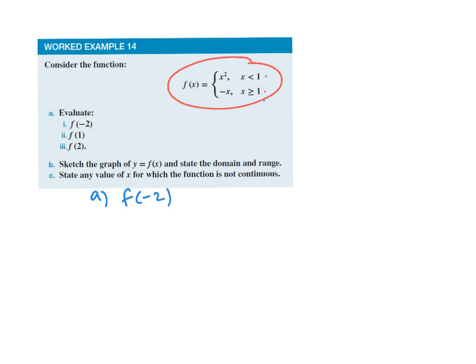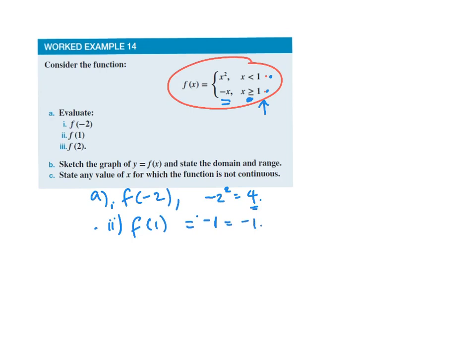Looking at the defined function, we know that minus 2 is less than 1, so we're going to use the first equation. So it will be minus 2 all squared, which is 4. So that's our first answer. For part 2, f of 1. Now that is on the cusp of these two functions, but the greater than or equal sign requires us to use negative x. So that would equal negative input, which is negative 1.